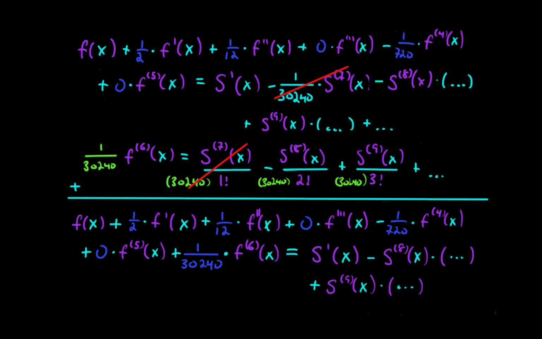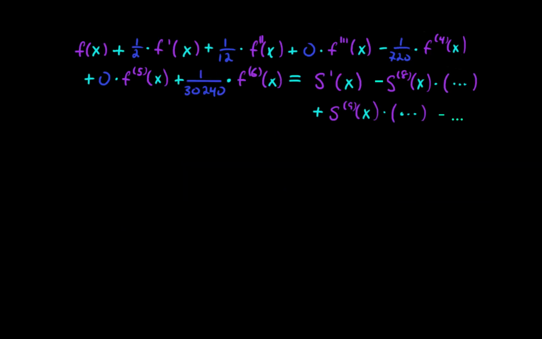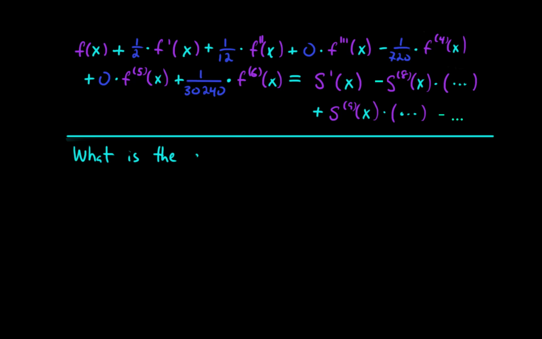Well, as you can see, calculating this formula by hand takes a good bit of work. At this point, though, we may want to take a step back from what we're doing and ask ourselves, what is the general pattern here? And more specifically, how are we determining the coefficients for f of x and all its higher order derivatives on the left-hand side of the equation?